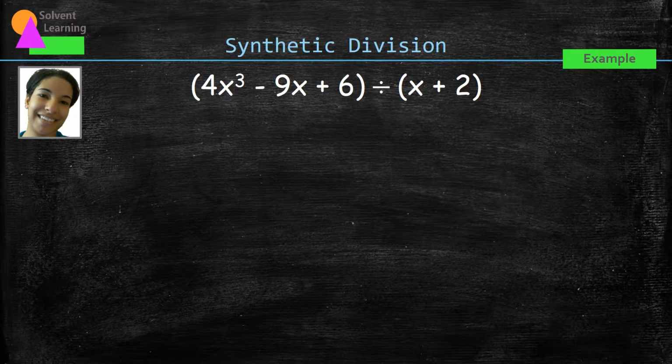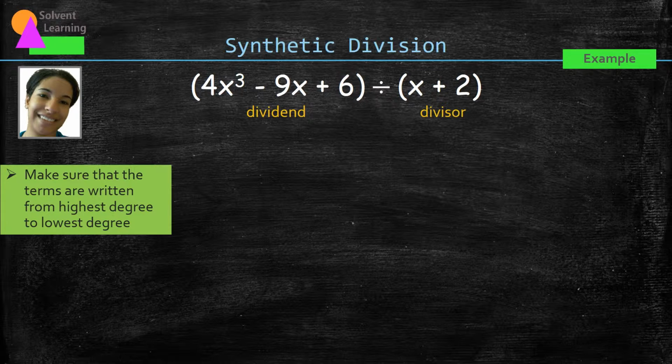Here's our example. We're dividing 4x cubed minus 9x plus 6 by x plus 2. The first polynomial is our dividend, and the second polynomial is our divisor. And notice that the divisor is a first-degree linear polynomial, and the x does not have a coefficient written there. So it's implied that the coefficient is 1, and this satisfies the conditions for us to be able to use synthetic division.